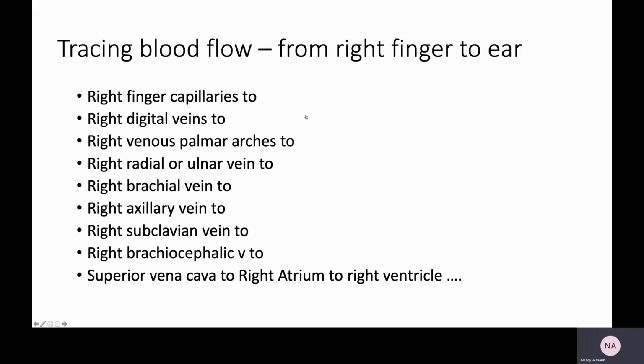Now, this gives you a pathway if you are tracing a drop of blood from the right finger off to the right atrium, to the right ventricle, off to the lungs for oxygenation. And then what happens to get the blood to the ear? Make sure that you can do that.